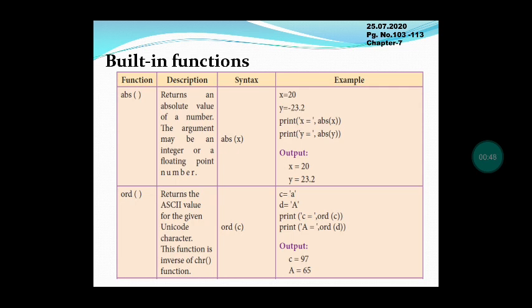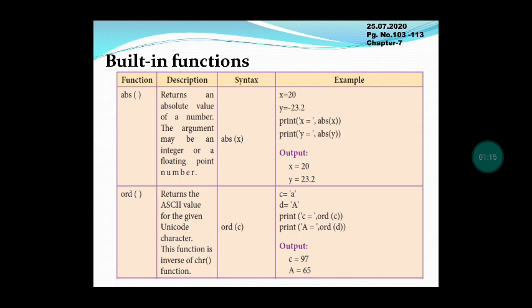Next function is ord. Before going to the ord function, first you should know about the ASCII value. The expansion for ASCII is American Standard Code for Information Interchange. This ord returns the ASCII value for the given character. That ASCII value means each and every alphabet and operator has an ASCII value.